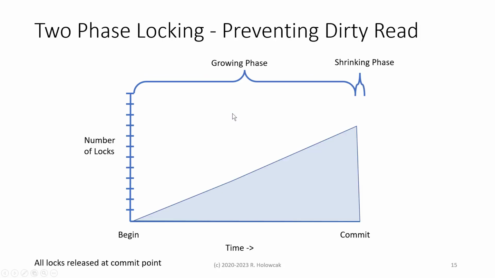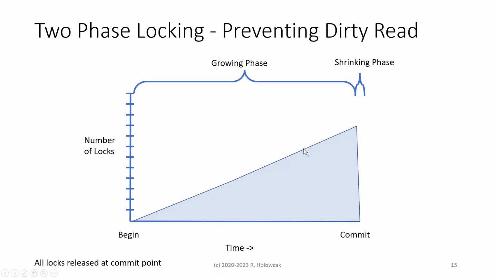A transaction can also hold the locks all the way until the commit point. And this is how we prevent the dirty read problem. Basically, the whole lifetime of the transaction is spent growing until it reaches the very end of the transaction where it wants to commit, and then it releases all of the locks at one time. So the shrinking phase is very, very short.